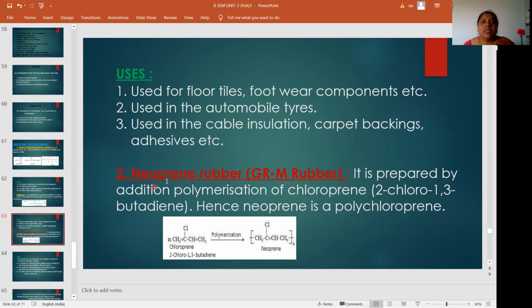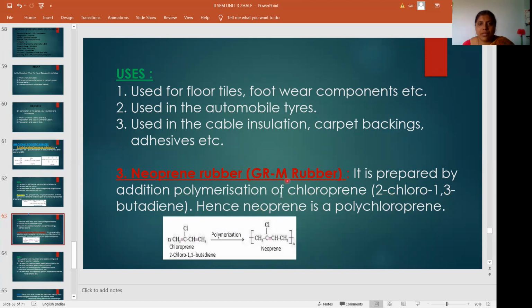And the third rubber is neoprene rubber, or GRM rubber. It is prepared by addition polymerization of chloroprene. Chloroprene is nothing but 2-chloro-1,3-butadiene. Hence, neoprene is a polychloroprene. So how is neoprene rubber prepared? It is prepared by addition polymerization. So the first two rubbers are prepared by copolymerization, whereas this one is prepared by addition polymerization.